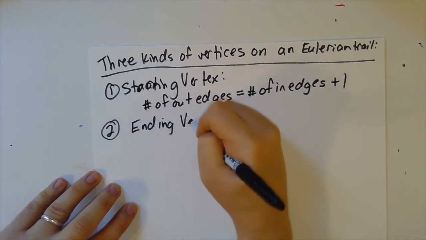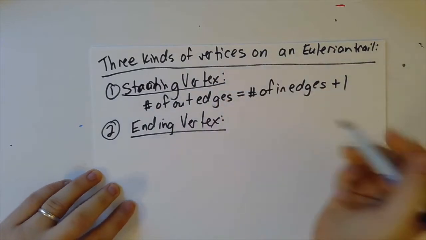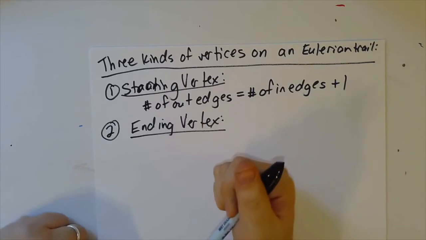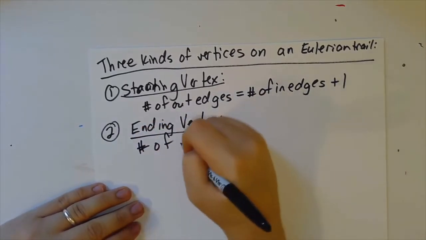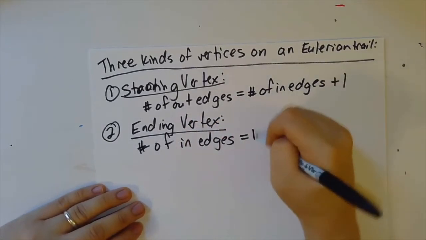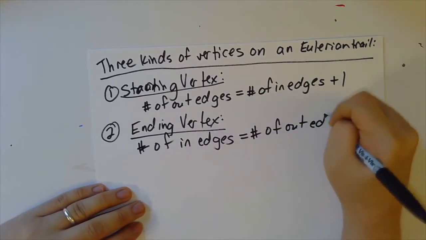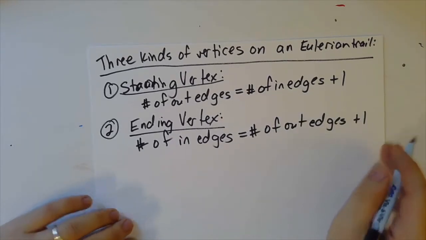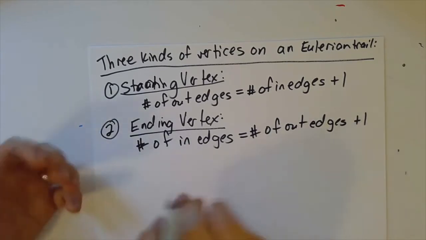There's also the ending vertex. And that will have the opposite, right? At the ending vertex, at the very end, I'm going to enter it and not leave. And so this will have the number of in edges equal to the number of out edges plus 1. Okay. And every other place, I have to enter the same number of times as I leave.